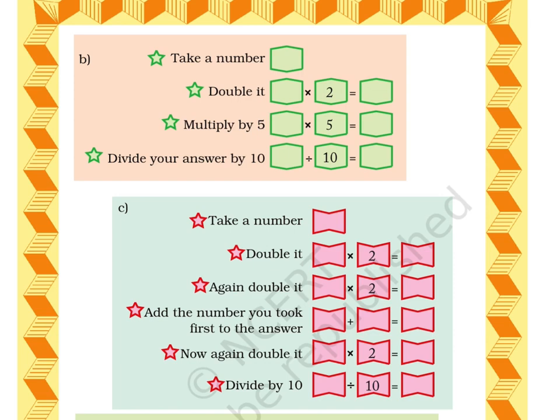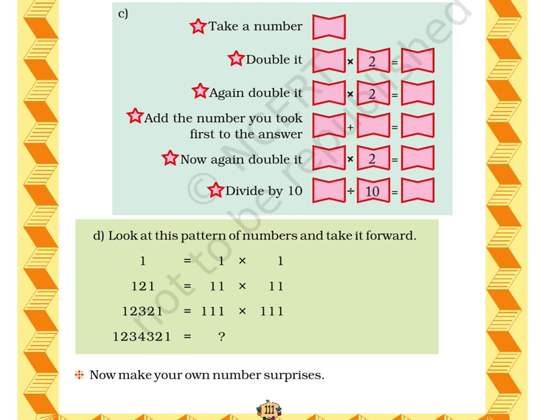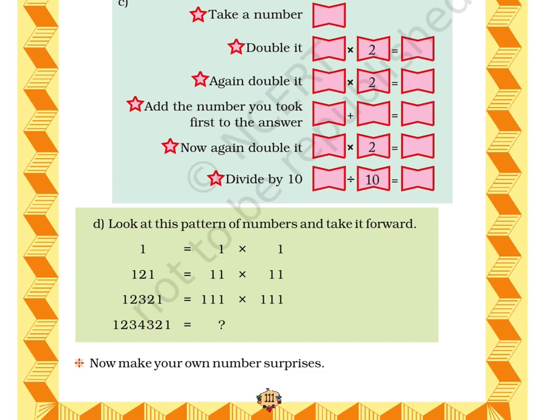C. Take a number, dash, double it, dash into 2 is equal to dash. Again double it. Dash into 2 is equal to dash. Add the number you took first to the answer. Dash plus dash is equal to dash. Now again double it. Dash into 2 is equal to dash. Divide by 10. Dash divided by 10 is equal to dash.